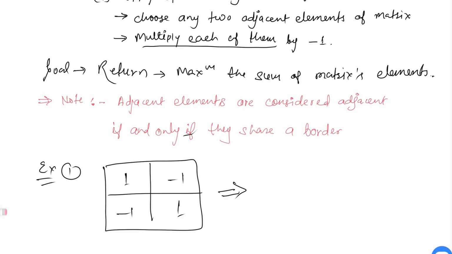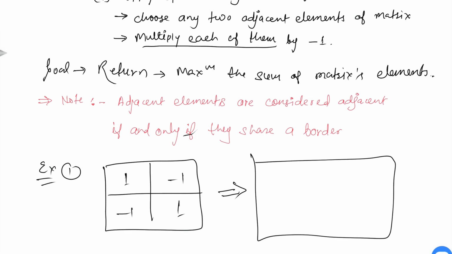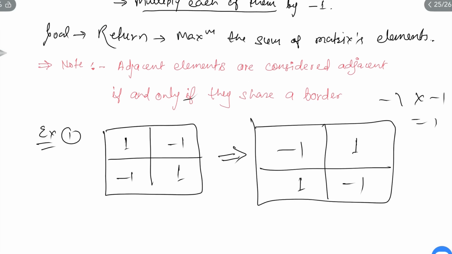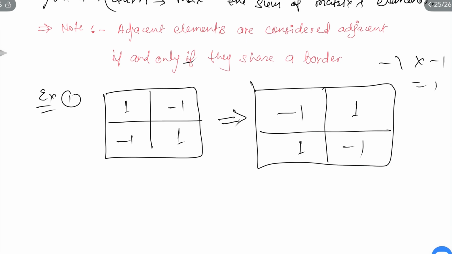So this will become what? -1 multiplied by -1 is 1. We know that if you multiply -1 into -1, it will give 1, and if it is 1, it will become -1. So -1 will become 1 and this will become -1. Now again we can apply these operations.